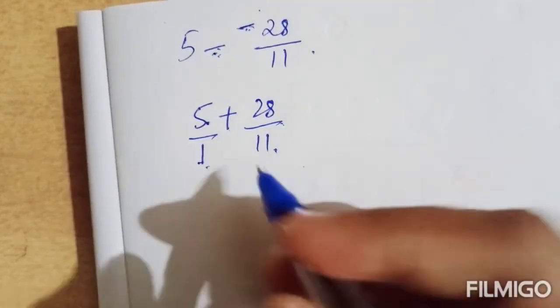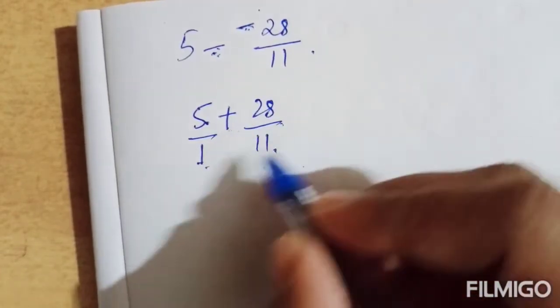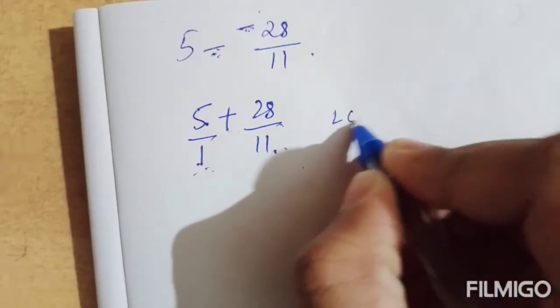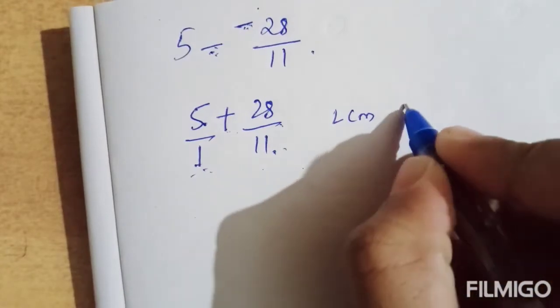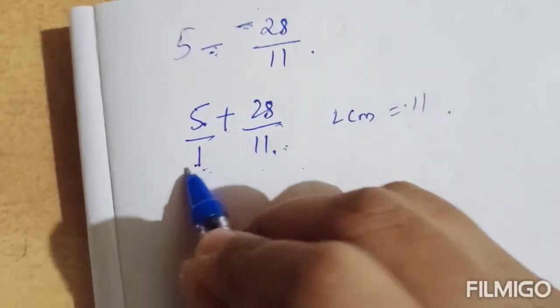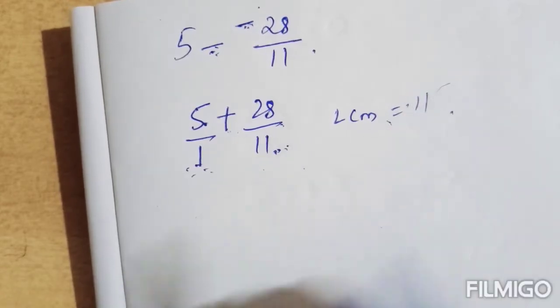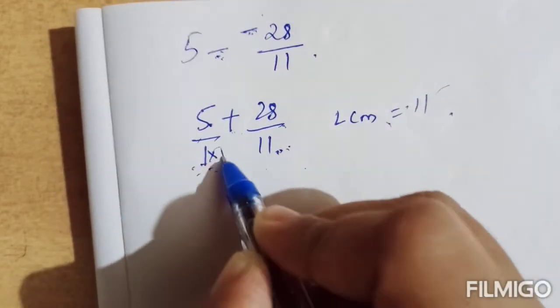You have to take the LCM, since it is addition. You have to make the denominator the same, then only you can add. So for that we can take the LCM of the denominators. LCM of 1 and 11 is 11. Now make the denominator equal to this LCM. 1 into 11 is 11.